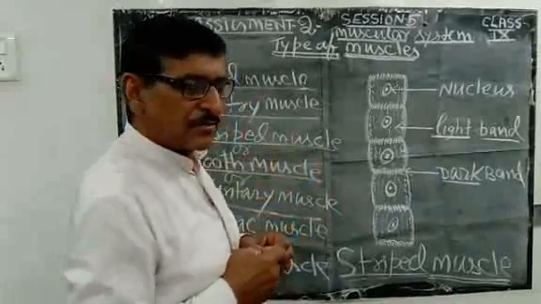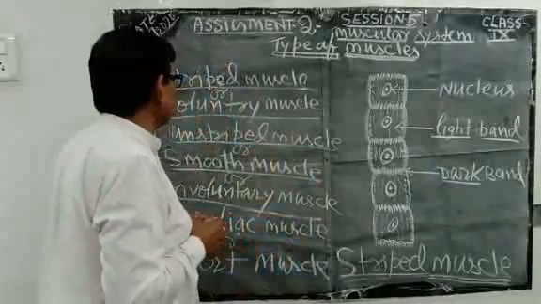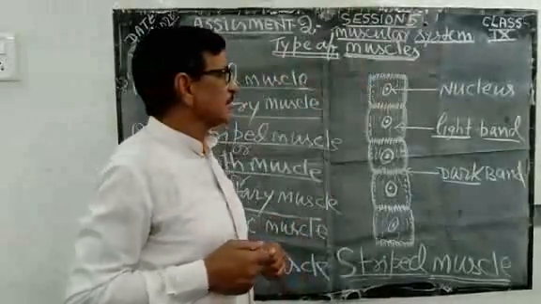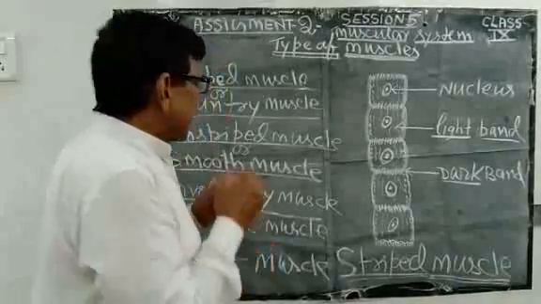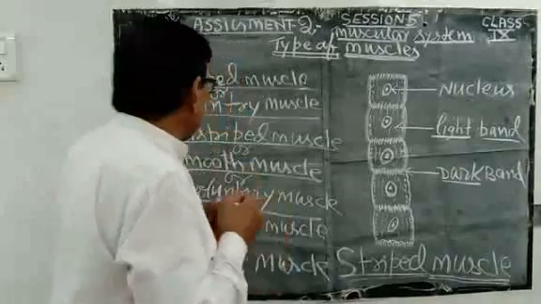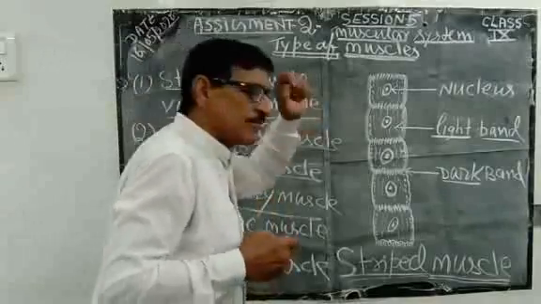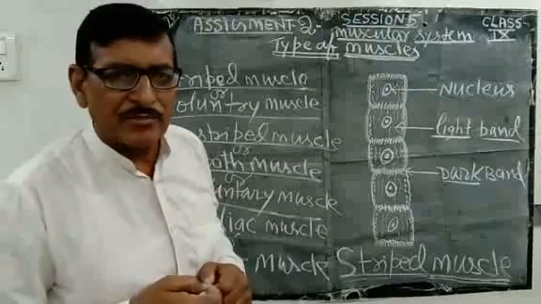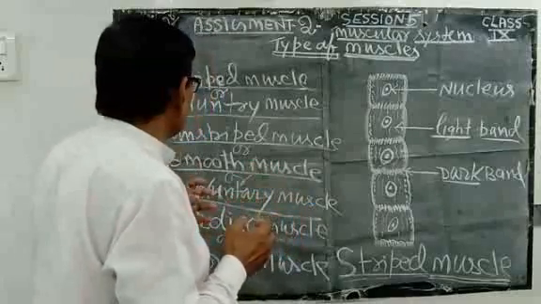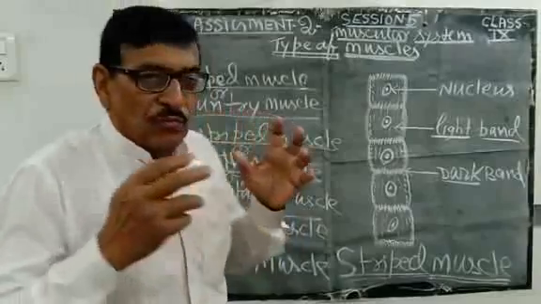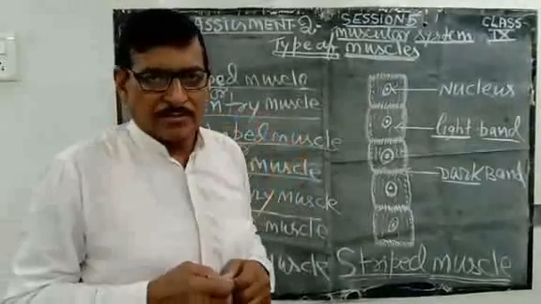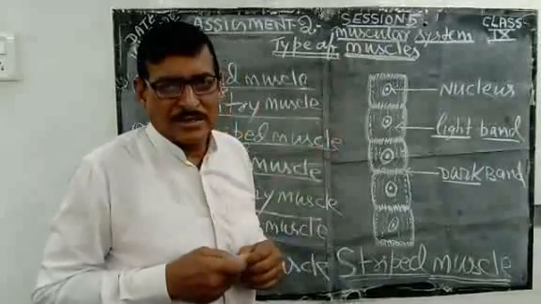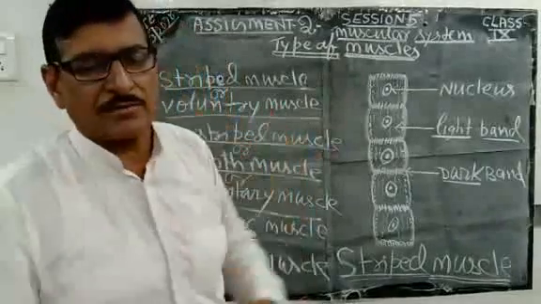Now homework. First question, name the types of muscles. Second question, explain the voluntary muscles. And third question, mind it, why have we called voluntary muscle like a striped muscle?